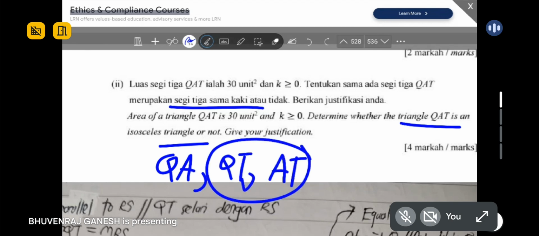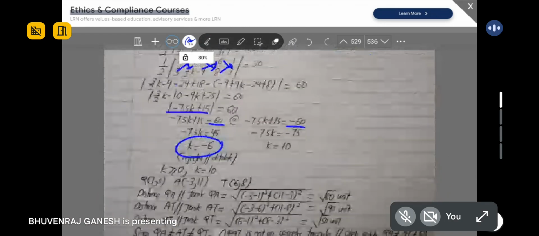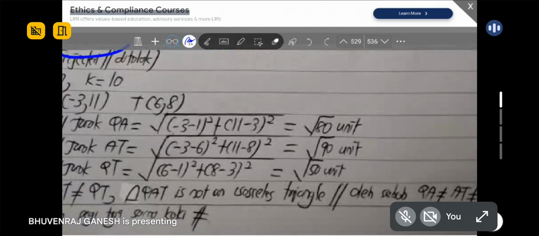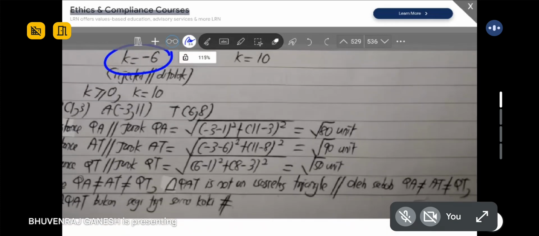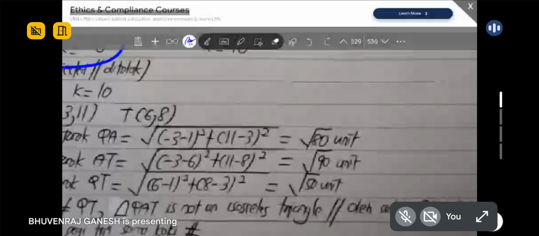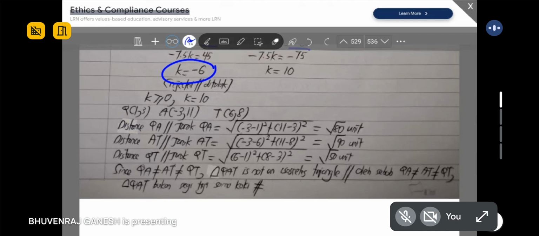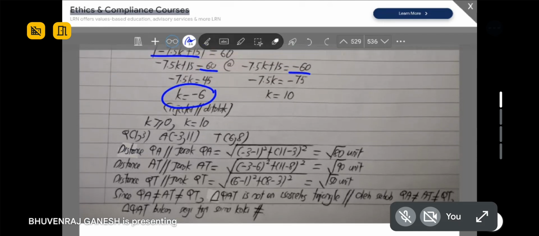If any two of these are the same, kalau dua saja sama, then it's isosceles, because isosceles means two sides are the same, one side different. Dua sama, satu berbeza. When you calculate using the distance formula, you will notice that all of them are different. Semua berbeza. So it is not isosceles. Tidak kaki sama. Okay? Understand? This is how you prove whether it's isosceles or not by seeing the distance. All of you can jelas this question? Any problems?